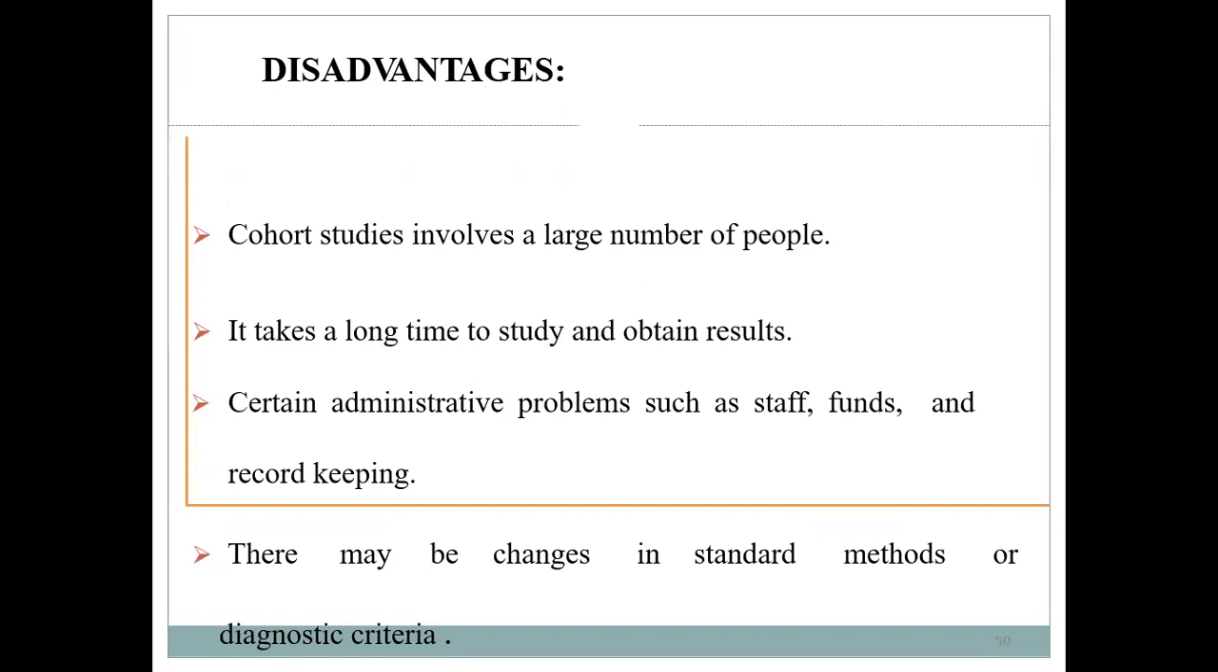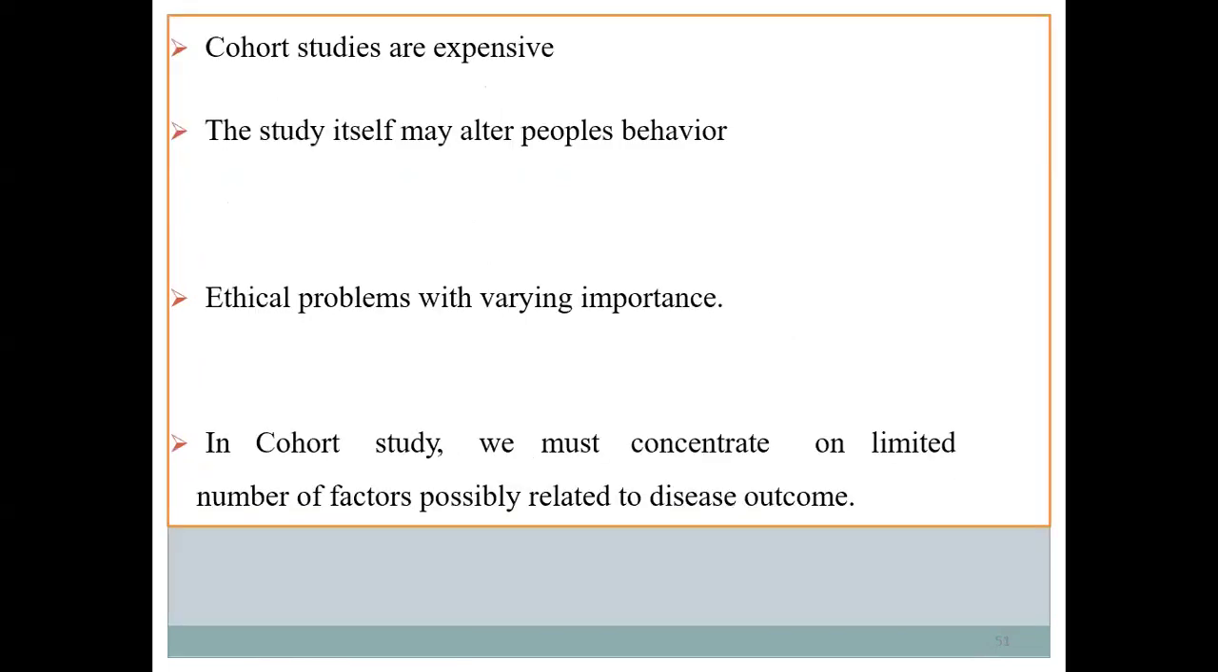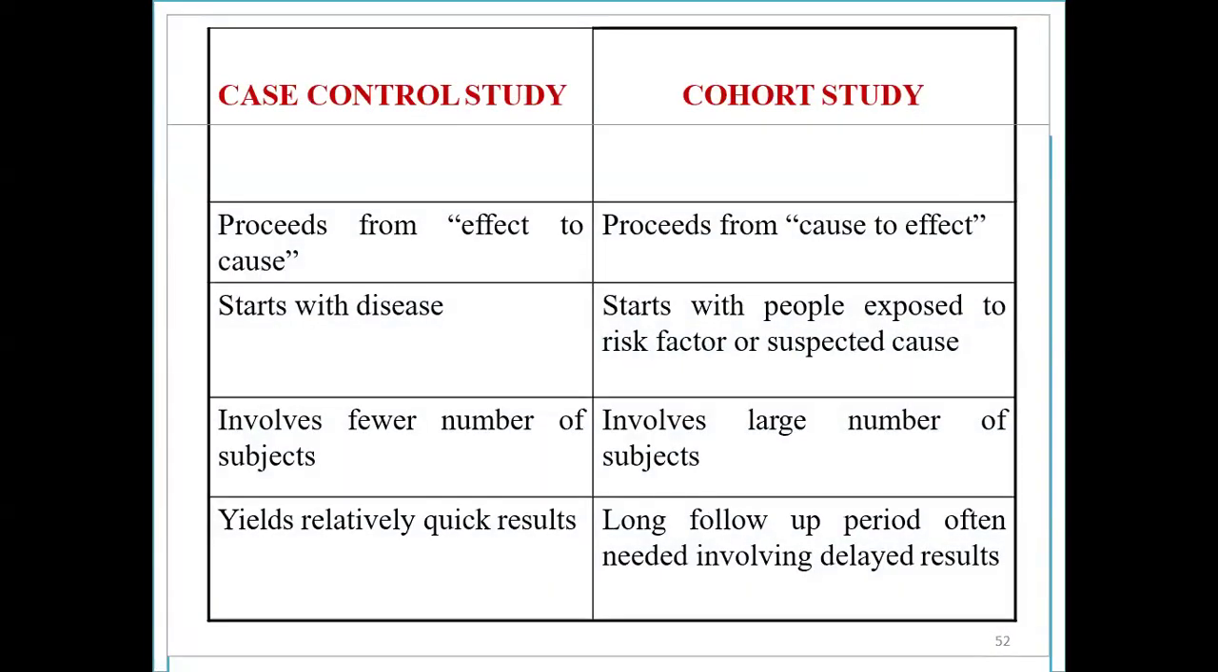The disadvantages are that it has a large number of people, long time, administrative problems, and there can be some changes in the standardized methods. They're expensive. They can alter behavior. Ethical problems can be a concern. So these are the certain differences between the case control study and the cohort study.